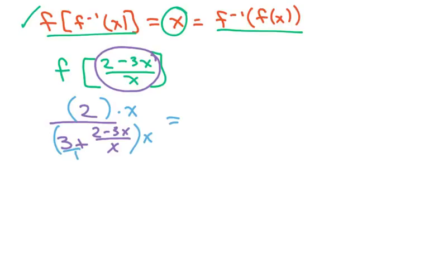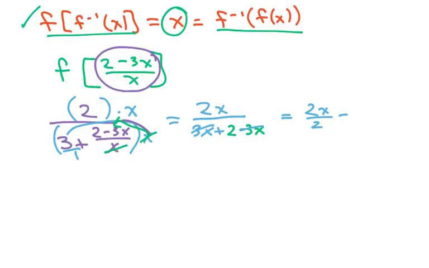So the numerator is going to end up being 2x. The denominator, if you distribute here, it's going to be 3x plus, and then when you multiply these two here, the x's will cancel, so you get 2 minus 3x. Okay, what happens here is the 3x's cancel, so you get 2x over 2, which equals x, and that's what we wanted. So we did it right that way. Now we have to check the other way.